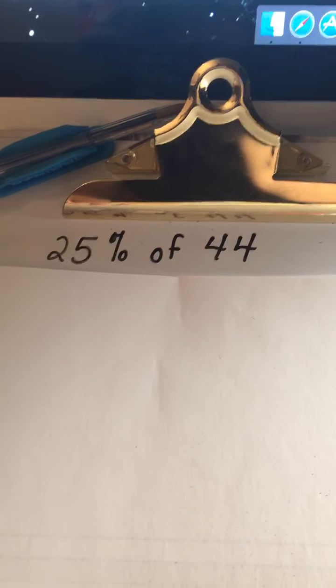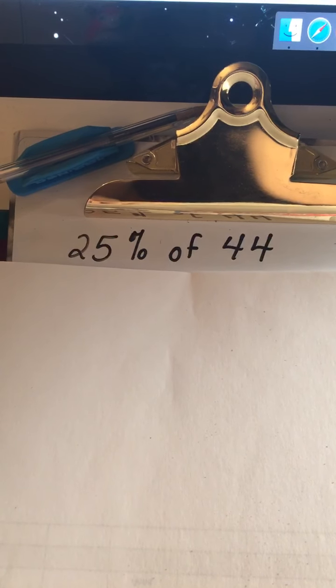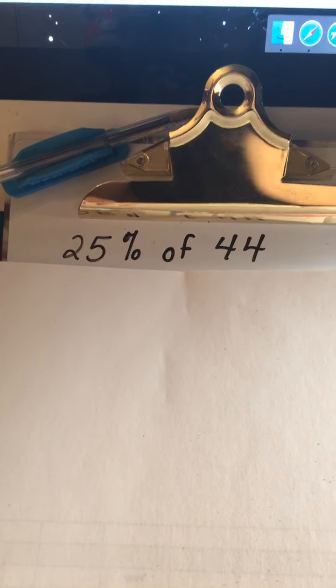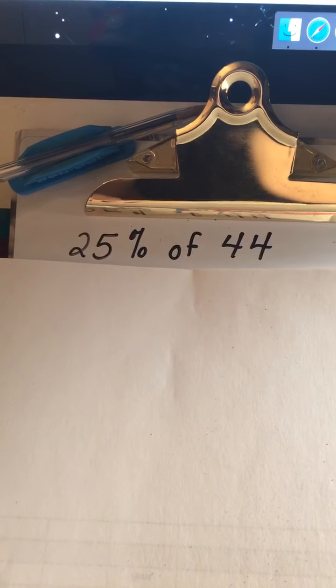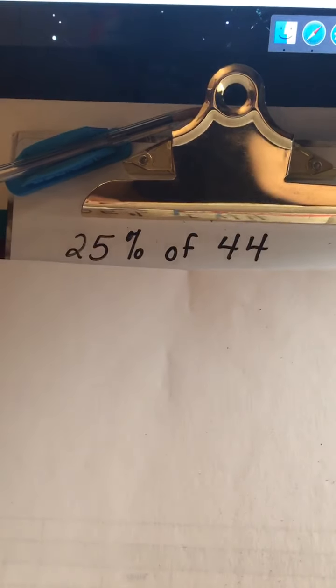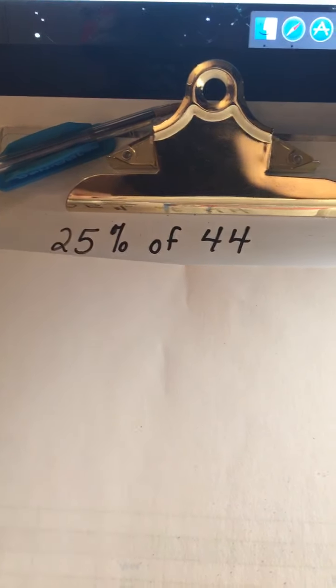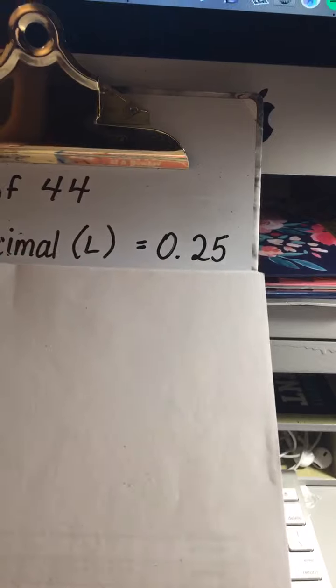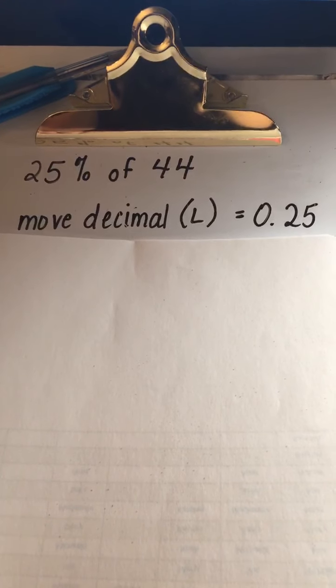Okay, and the first step you need to do is get rid of that percent sign and make that 25 into a decimal. And you do that by simply moving the decimal point 2 places to the left. So the decimal point is technically after the 5, so move it 2 places to the left, and you should come up with 0.25. Okay, that's step 1. Move your decimal point 2 places to the left.